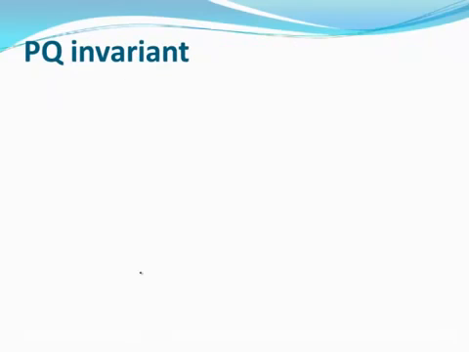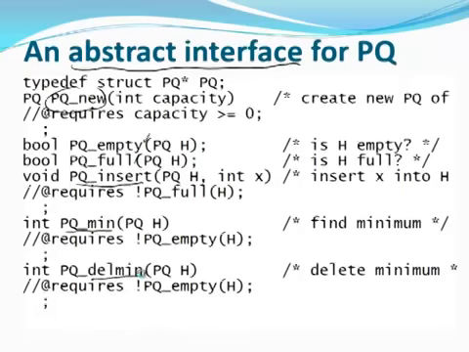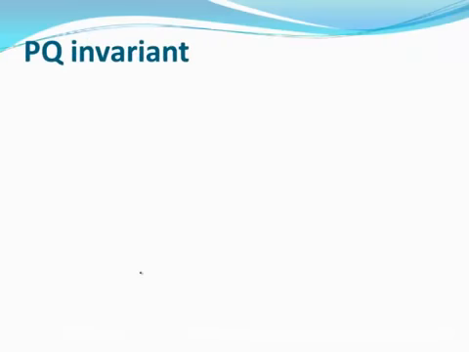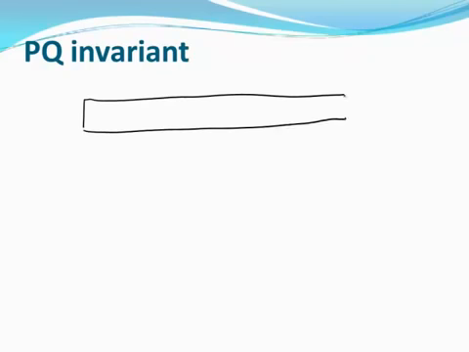So let's think about the priority queue invariant. When you think about this, you're going to say, okay, I need a data structure such that this holds. The first thing that comes to your mind is that I can probably maintain elements in an array. Let's just say, for reasons that will be known later, that we are not going to use the first location in the array, the 0th location. So we assume that our priority queue invariant is that the minimum is always the first element in the array.